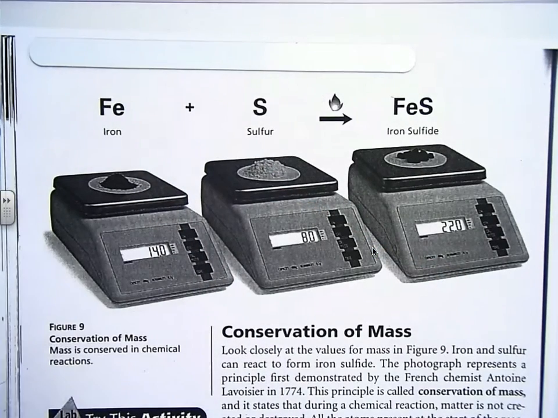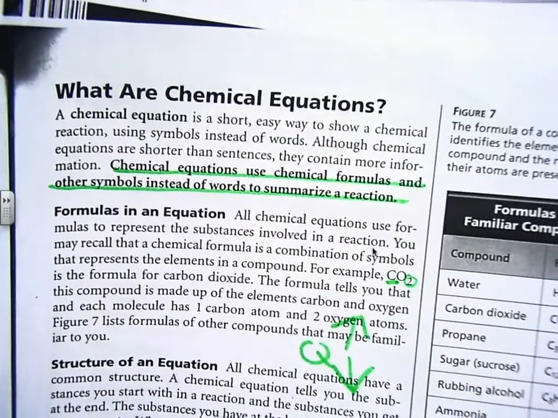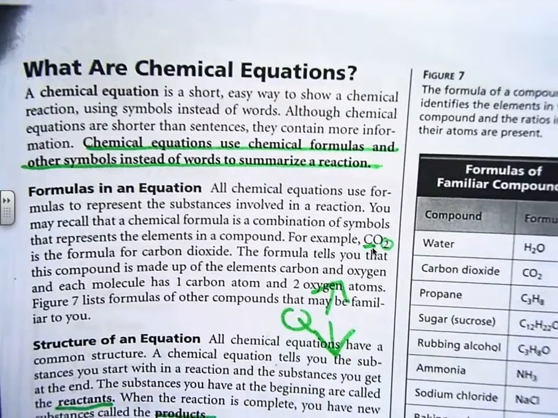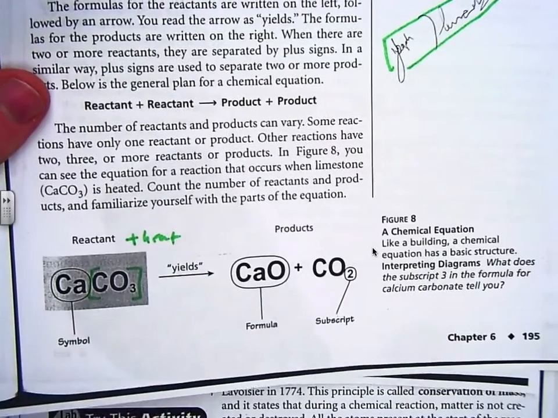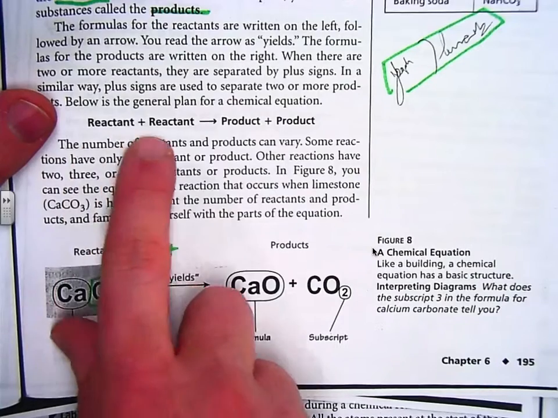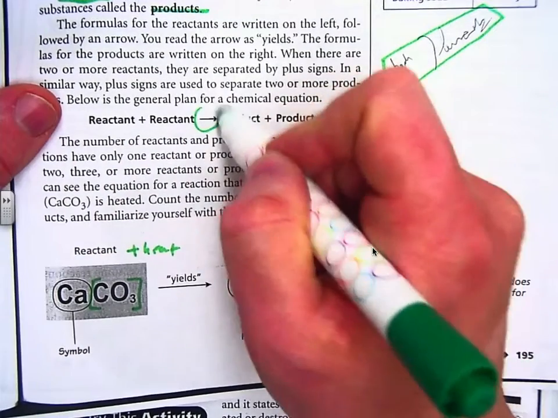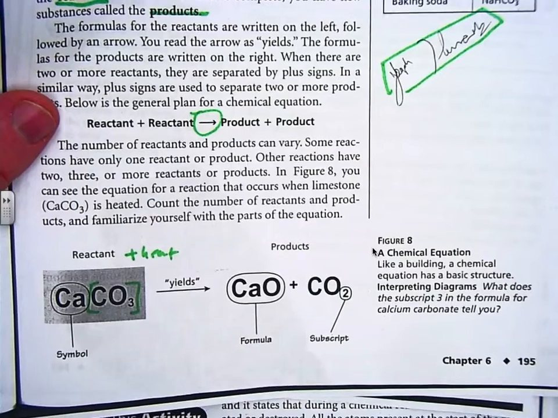You might be wondering, what should I write in my notes? Well, previously we talked about what are chemical equations. If it's in bold, you might want to have it in your notes. Also, you might want to have in your notes the basic formula for a reaction, which is reactant plus reactant, arrow, which means yield. I'd like you to know that the arrow means yield or produces, product plus product.